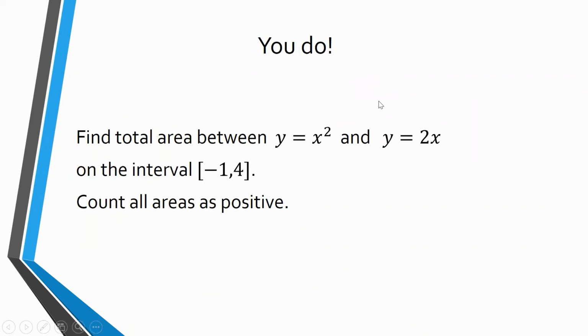What I would like you to do is this problem. Find the total area between y equals x squared and y equals 2x on the interval from -1 to 4, and count all the areas that you get between the curves as positive. Go ahead, push pause on the video and try that on your own.